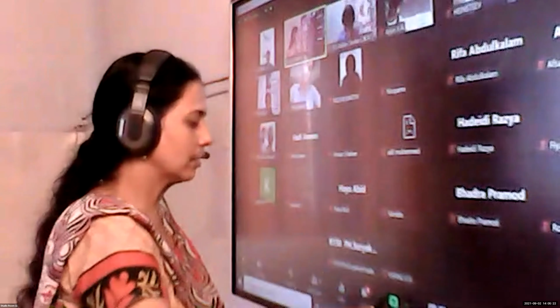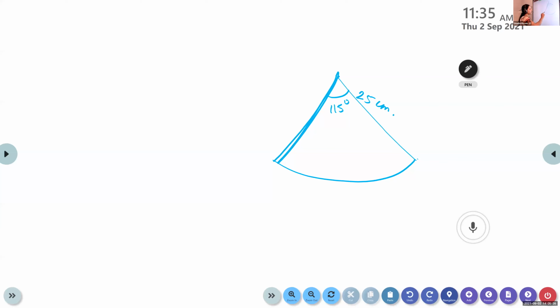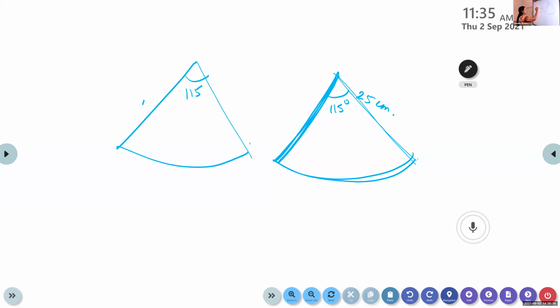Okay, imagine such a situation. Using this blade, we are cleaning the mirror. Two blades are there, and both the blades are of the same size. The central angle is 115, and the lengths are 45 and 25. We are asked to find the area.